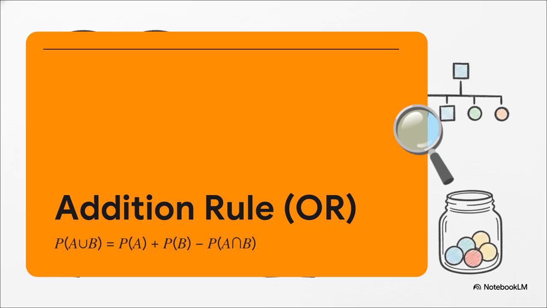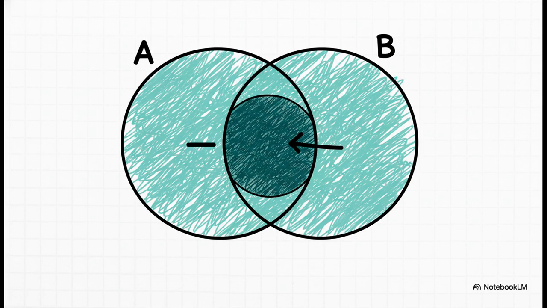But hang on, look at that last part. We then have to subtract the probability of A and B happening together. So why on earth would we do that? It's because if we don't, we've actually counted the overlap. That little sweet spot where both A and B happen, we've counted it twice.